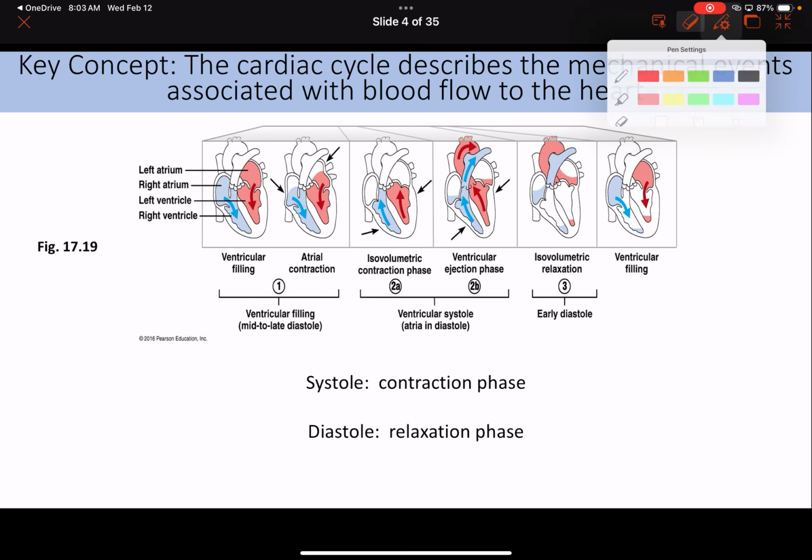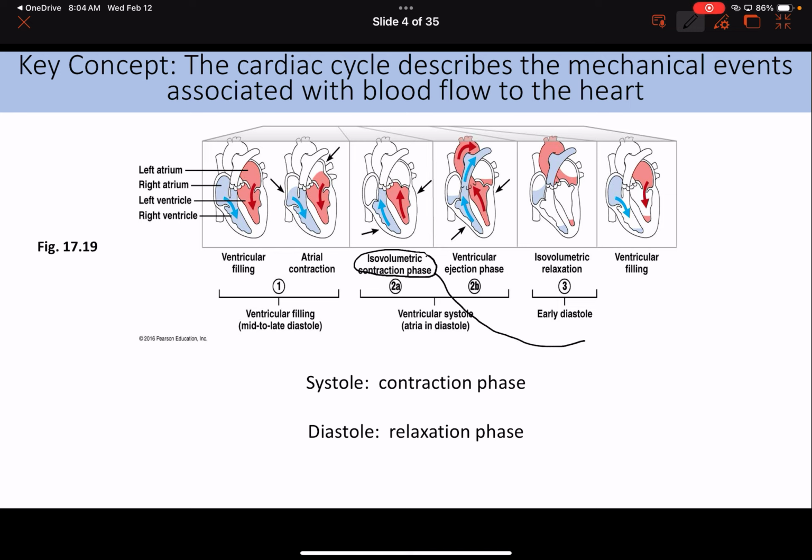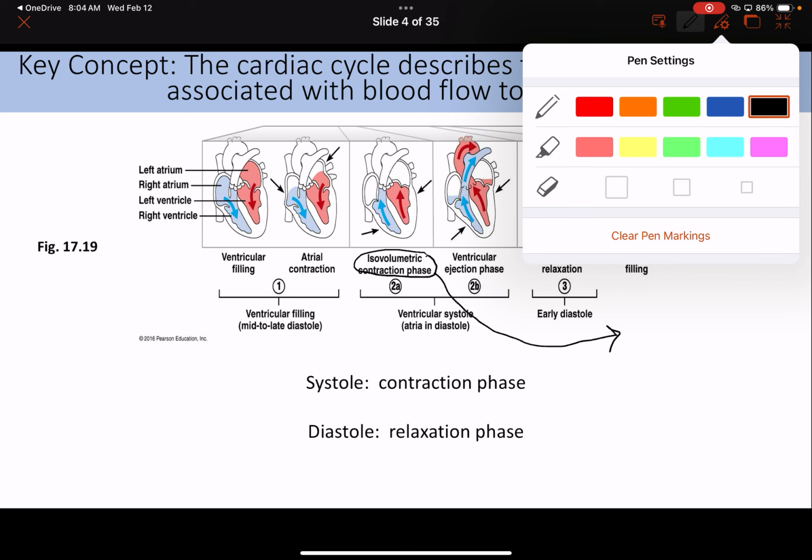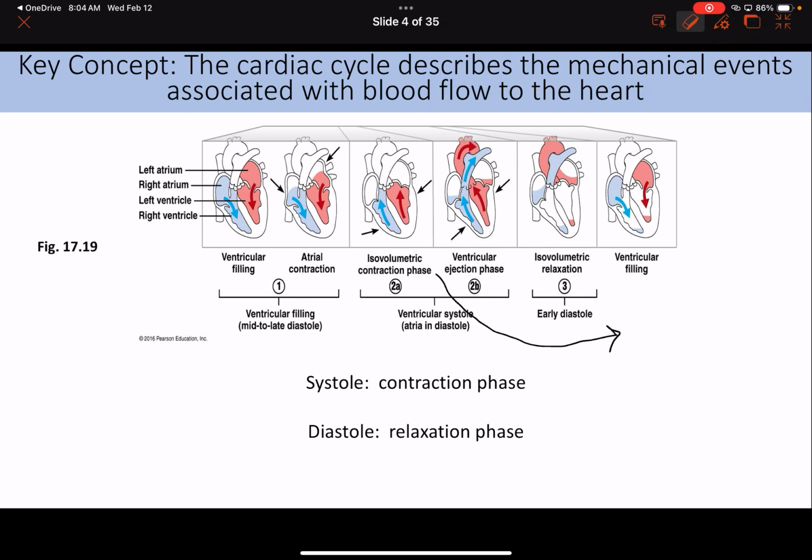And the way we do that, there is a term, it's called the isovolumetric contraction phase. So there is a split second in the cardiac cycle where all four valves are closed. The tricuspid, the bicuspid, and the two semilunar valves are closed. This isovolumetric contraction phase is a split second. During this time, all valves are closed.